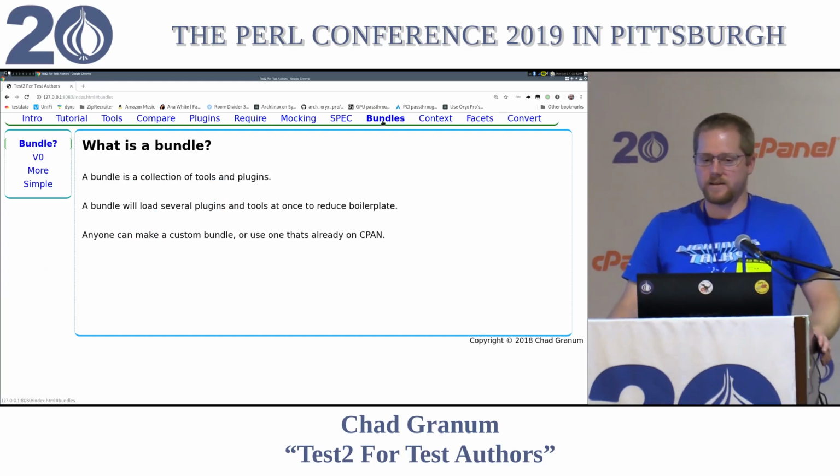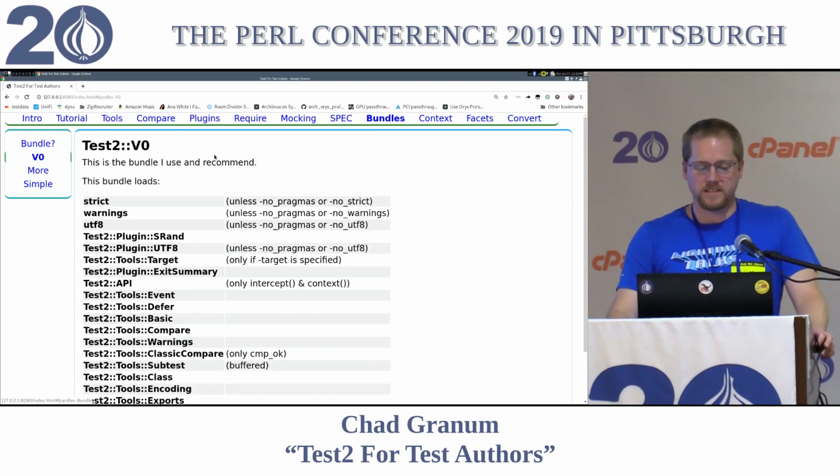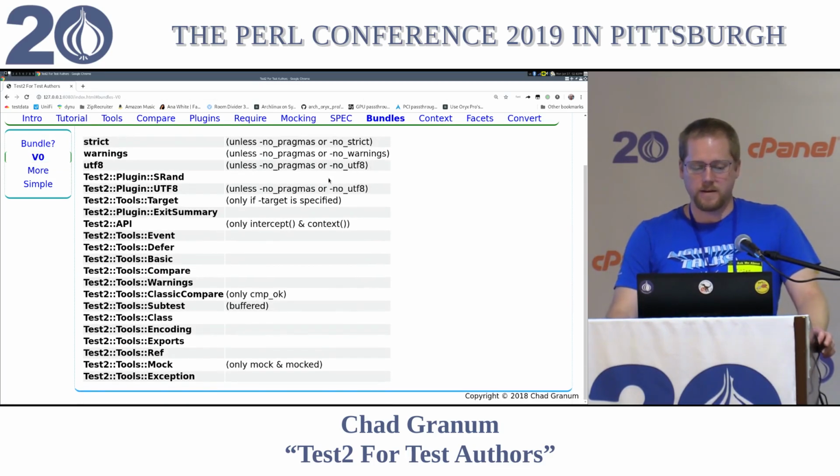Okay, moving on to bundles. Bundles are the primary interface when you're trying to use Test2. I recommend you use the V0 bundle. Here's all the things that it imports by default. It gives you strict, warnings, and UTF-8. And srand, which it looks like I do not have a way to directly disable that yet. Patch is welcome. But you can specify not to import certain things if you want. But honestly, if you were to look at this code, the bundles are so simple, you could easily just clone it and make a custom bundle.